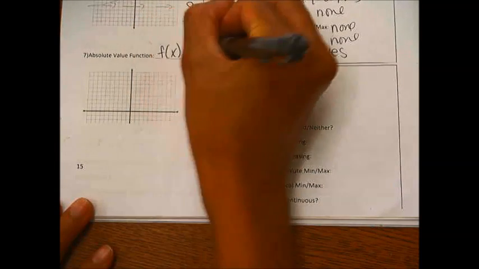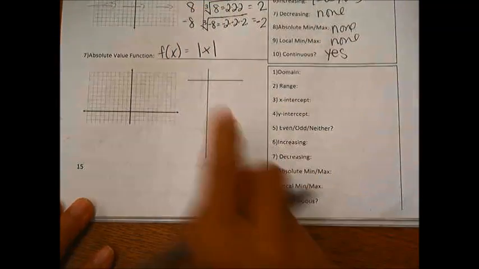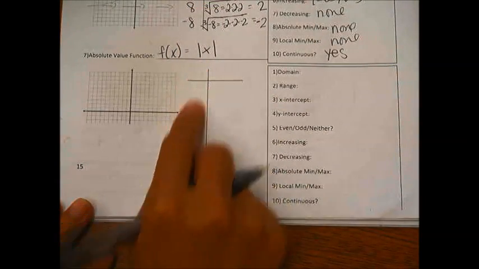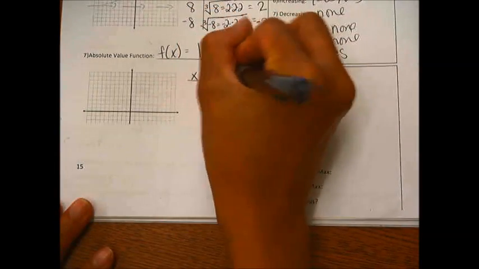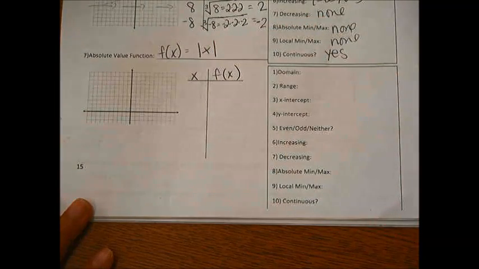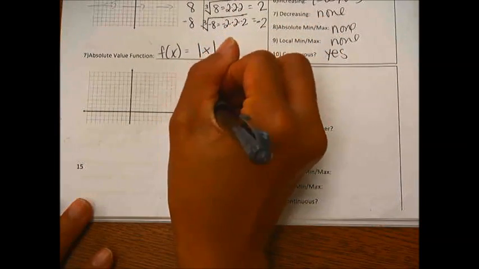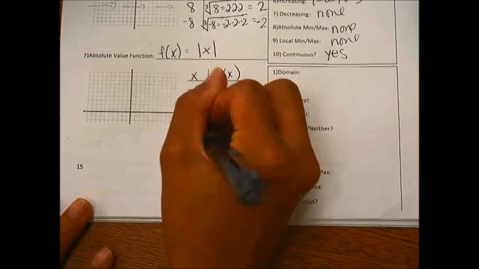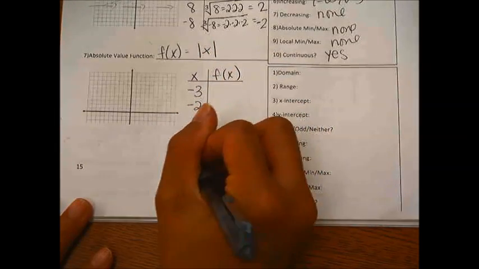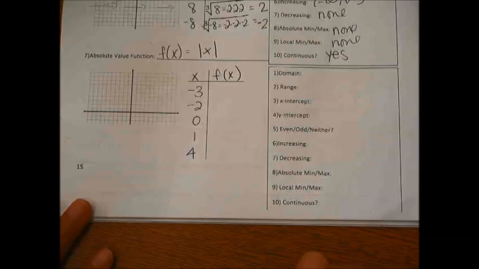Absolute value function. So that will give me f of x equals the absolute value of x. Absolute value makes everything positive. So, input and output chart. The chart gives me some input. So how about negative 3, negative 2, 0, 1, and 4? Just random input numbers.